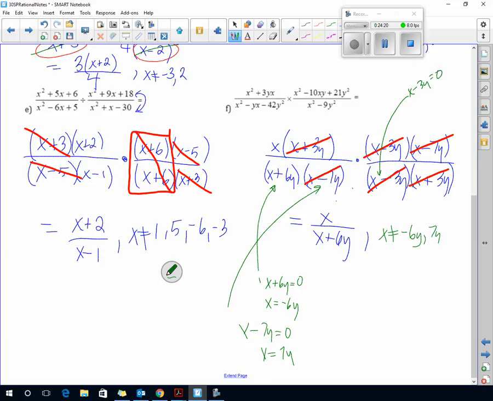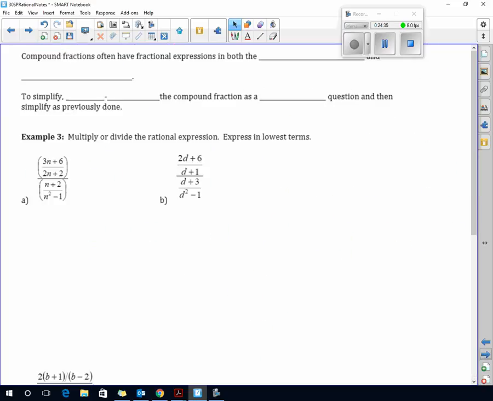Okay, moving on. Compound fractions often have fractional expressions in both the numerator and denominator.